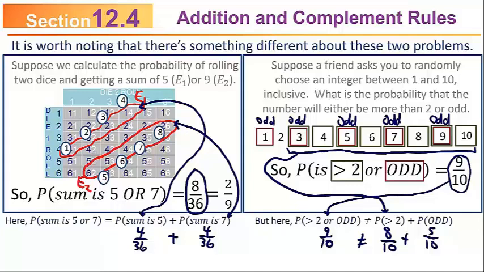So on the left, I was just able to take the two events separately and add up the probabilities and get the correct answer. On the right, if I tried that trick, it wouldn't work. Why is that? It's an important distinction. Think about it just a minute.